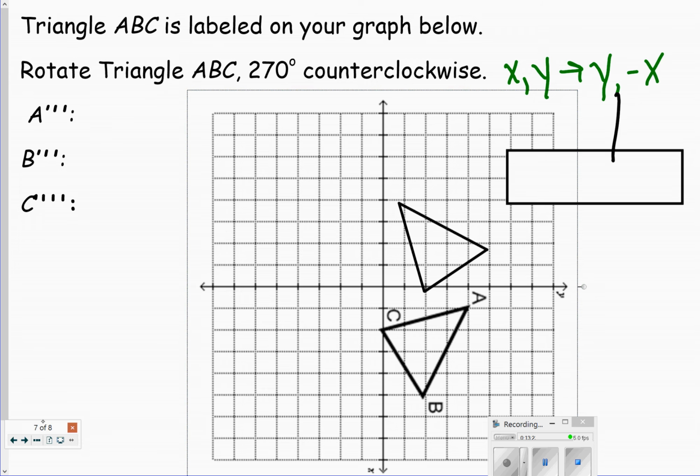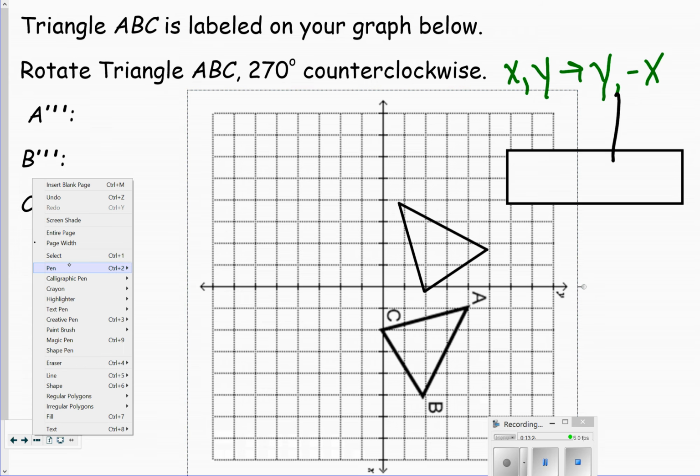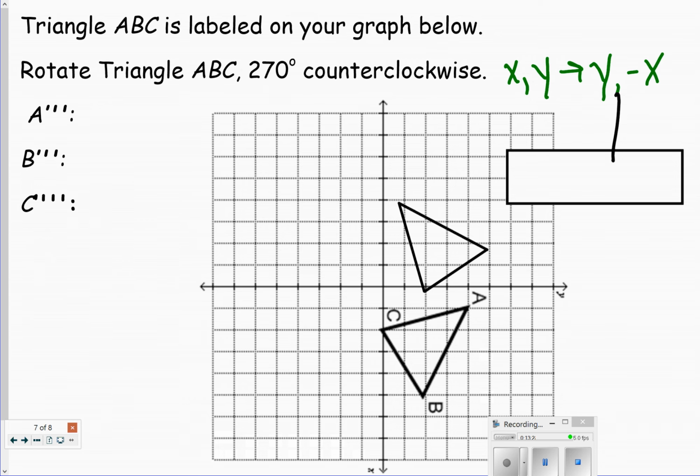Actually, this is a very good example for us. So let's go ahead and fill in this information for what we see. A is now going to be 4, negative 1. B triple prime is going to be 2, negative 5. And C is going to be over 0, but down 2 locations.